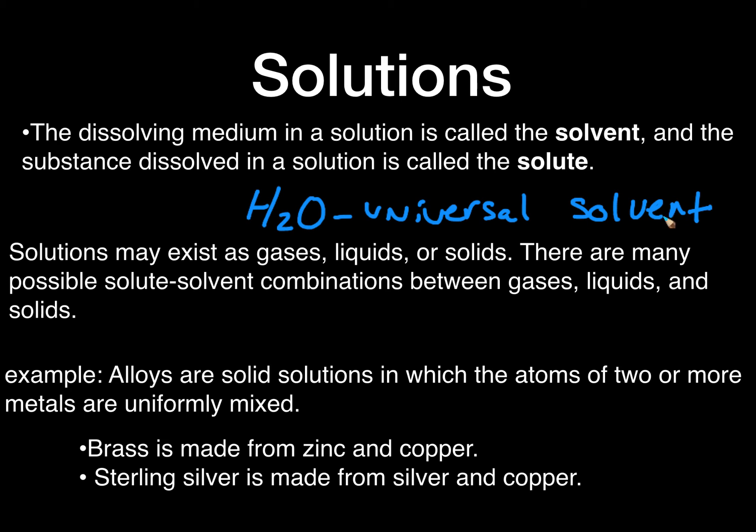So as an example, an alloy is a mixture of metals. Alloys are solid solutions in which the atoms of two or more metals are uniformly mixed, as I just said. And a couple examples: brass is made of zinc and copper, and sterling silver is made of silver and copper.